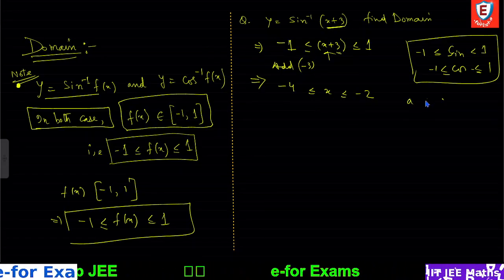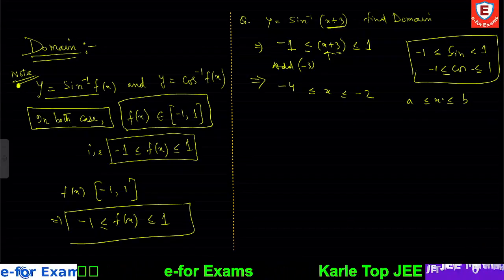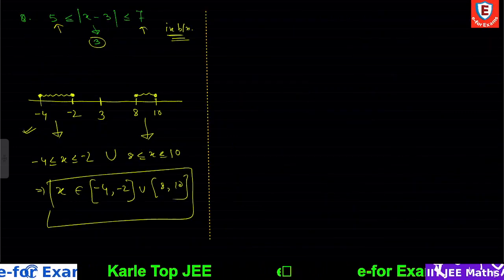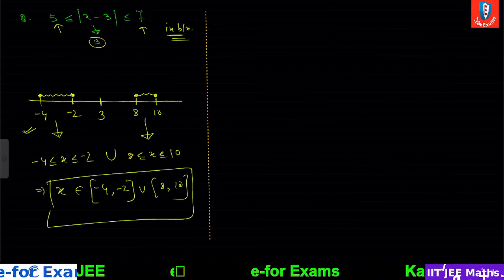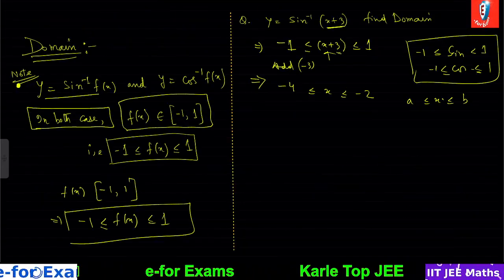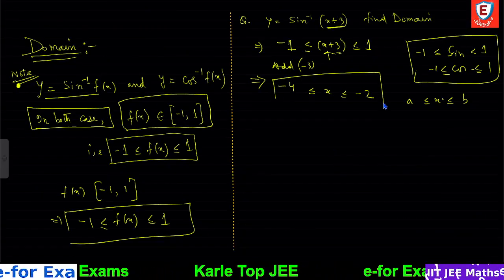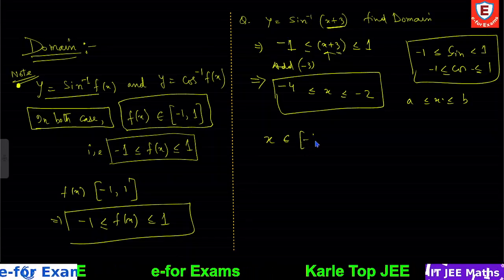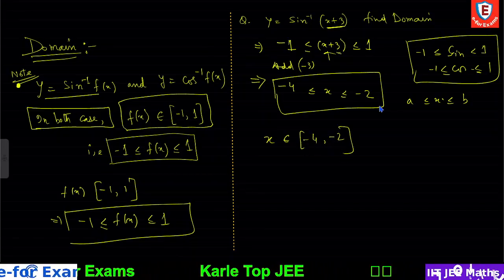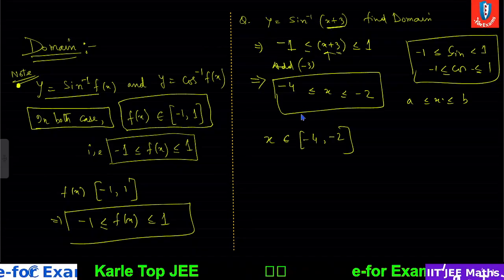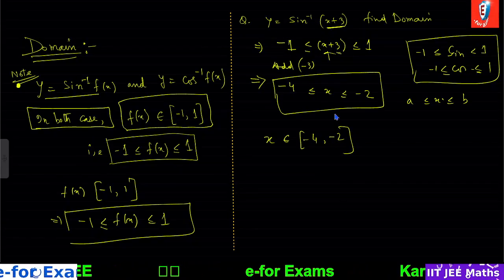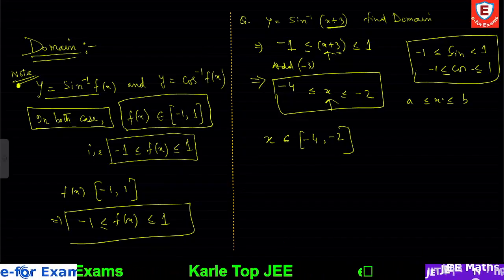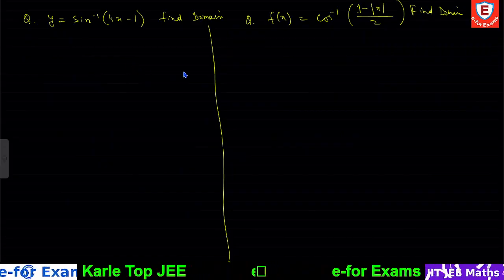Then what is this format? A less than or equal to x less than or equal to b. The same format that we have used in earlier examples. Here we have used the same format, right? So we can solve using this method. This implies x is between -4 and -2. Here it's a direct question, direct answer. Only x is there, right? So directly we get the answer. This is the domain. Now solve this.